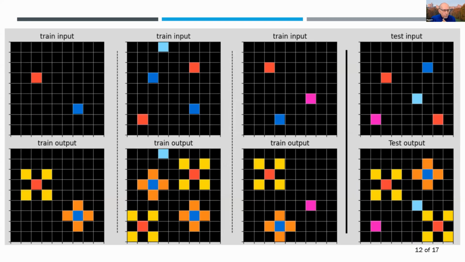Here's another example. As we can see, a red pixel is transformed to a red pixel with yellow at the corners, and a blue to blue with some orange cells at the sides. But then we can see that light blue cells don't change, and pink cells don't change. And you can see that all those patterns are reflected in the example of the test transformation.